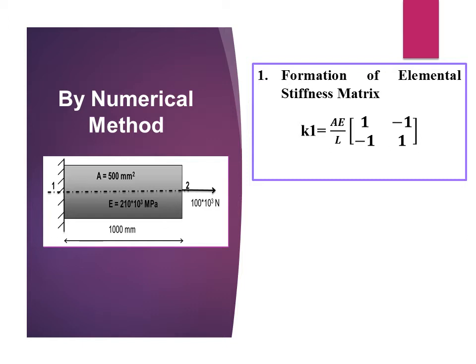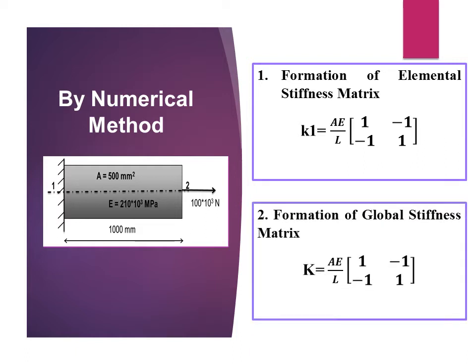So K1, that is formation of the elemental stiffness matrix, is our first step, and K1 is given by A into E upon L times a matrix. The first row is 1, minus 1 and the second row is minus 1, 1. Now here A is 500 mm square, E is the Young's modulus, that is 210 into 10 raised to 3 megapascal, and length L is 1000 mm.